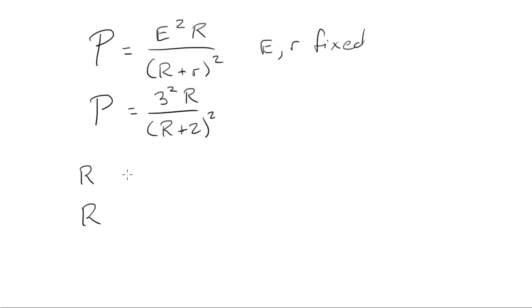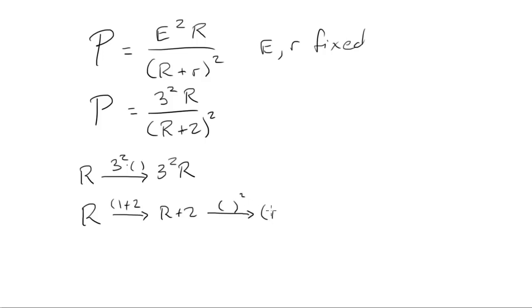Map out my function. Multiply by 3 squared. Multiply by 1, add 2. Square. So there's our chain. And then I'll divide. And there's my function. Everything's elementary.